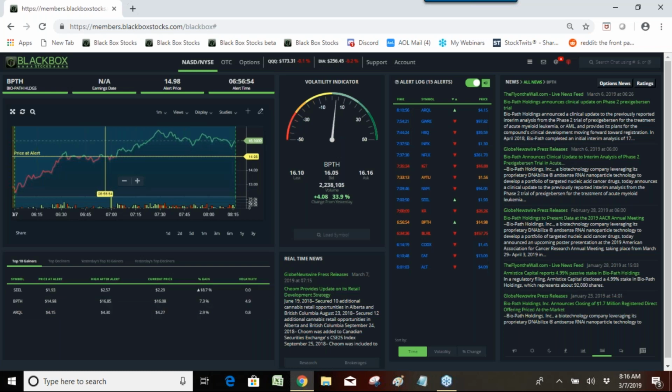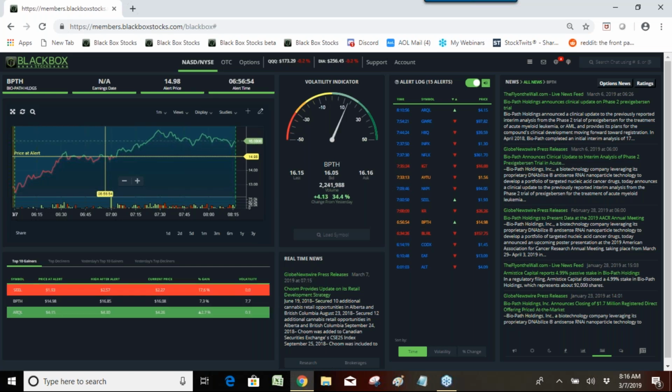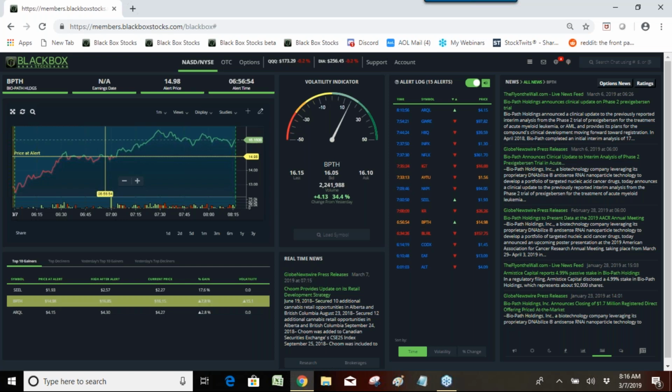So this BPTH, it had a big run last week, then ran again. I think it may have been Friday, or no, maybe it was Monday. This is Thursday. Took a day off and then ran again yesterday and today. So BPTH, want to keep an eye on.